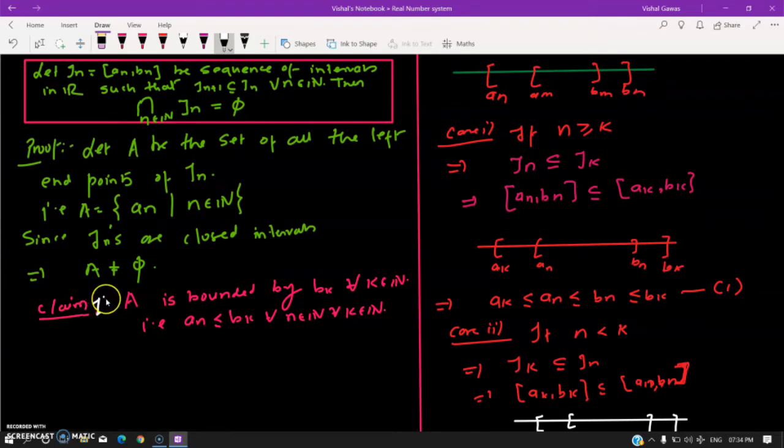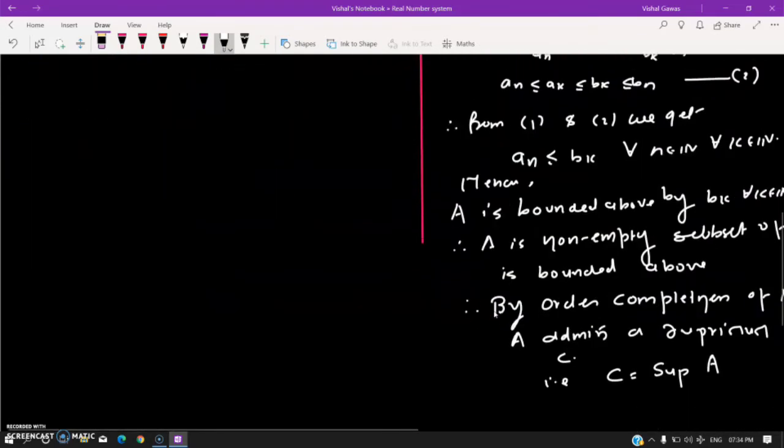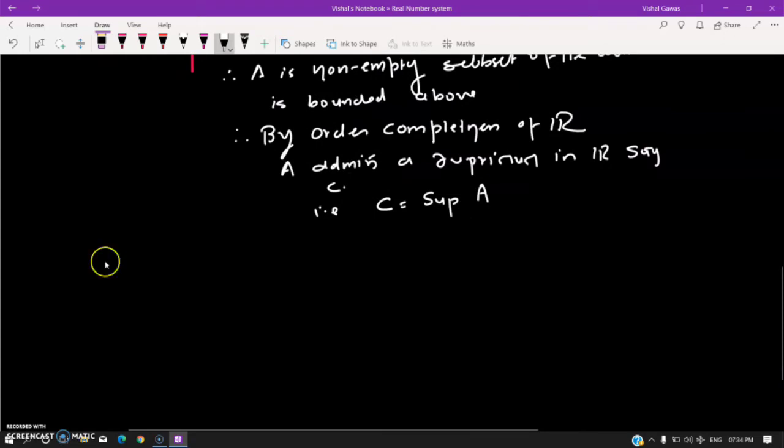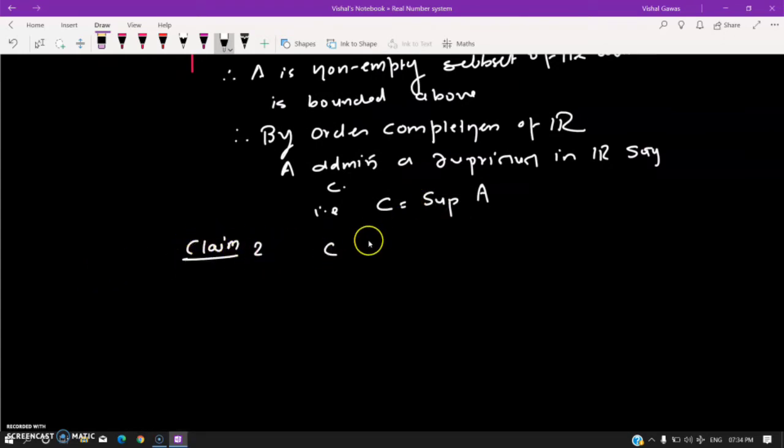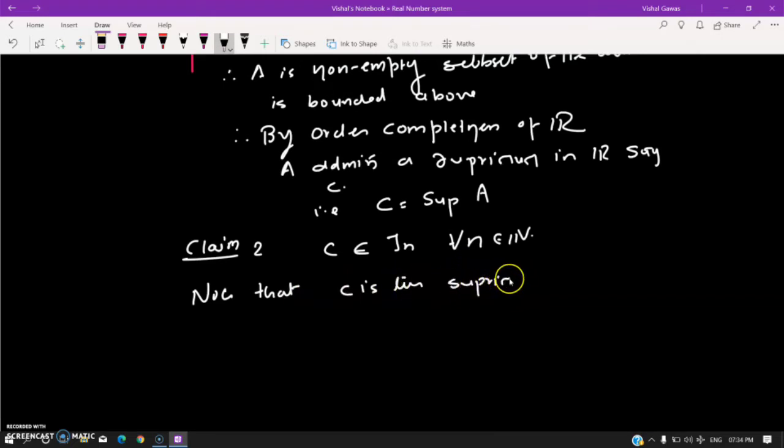So I have already fulfilled claim 1 here. Let's make a claim 2. Claim 2: whatever the supremum is, this belongs to Jn for every n in N. Note that C is the supremum of A. This would imply that An's are all less than or equal to C for every n in N.